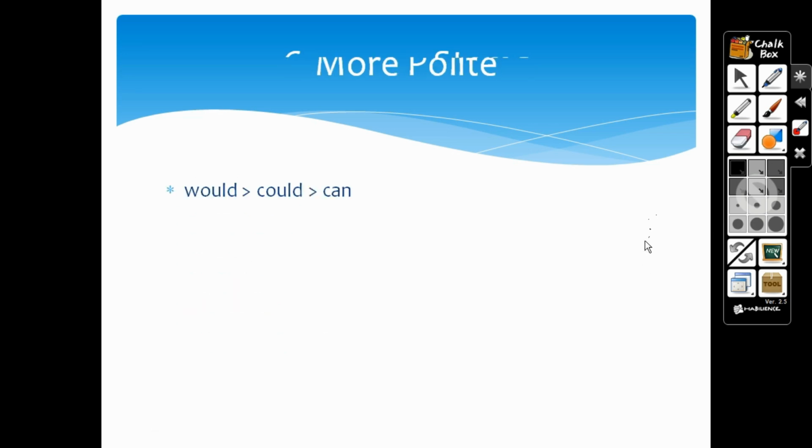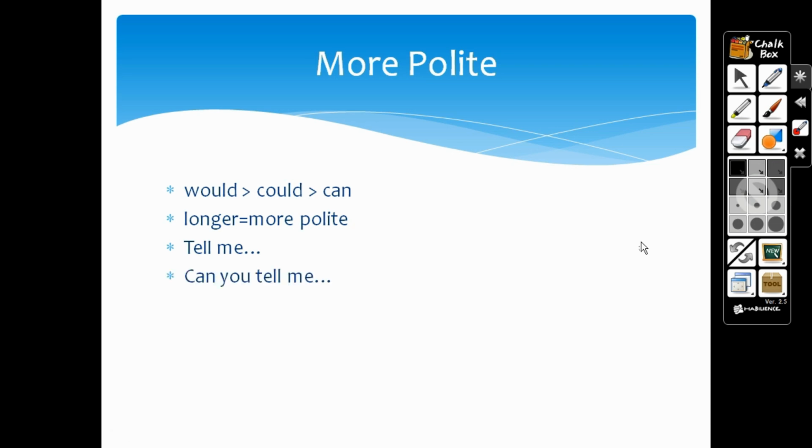To be more polite, you can use would, could, and can. Can is the least polite. Could is more polite than can, and would is even more polite than those two. Also, in English, a common rule is the longer a sentence or question is, the more polite it is. So for example, tell me is very short. That's not very polite. Can you tell me is more polite because it's longer. If you change the can to a could you tell me, now that's even more polite. If you change it again, using would and make it long, like would you mind telling me, now this is a very, very polite question.